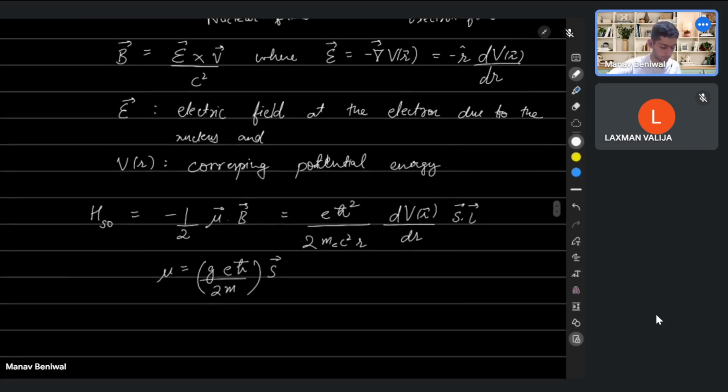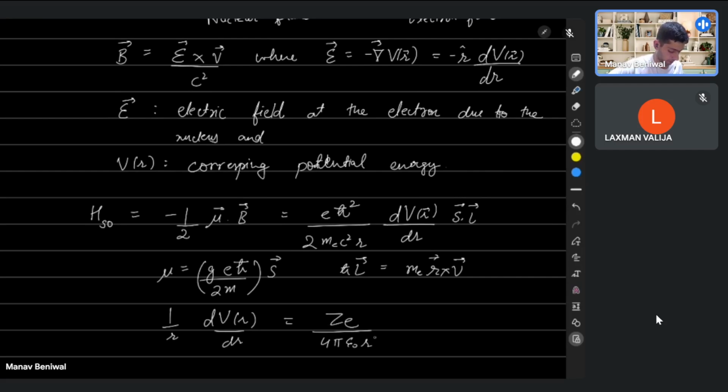Okay, and our ħL, this was taken to be m_e r cross v. Right? So then we get the following Hamiltonian. Also note that (1/r) dV(r)/dr, this is nothing but the potential, which is given as Ze over 4 pi epsilon naught, and instead of r squared we will now have r cubed.